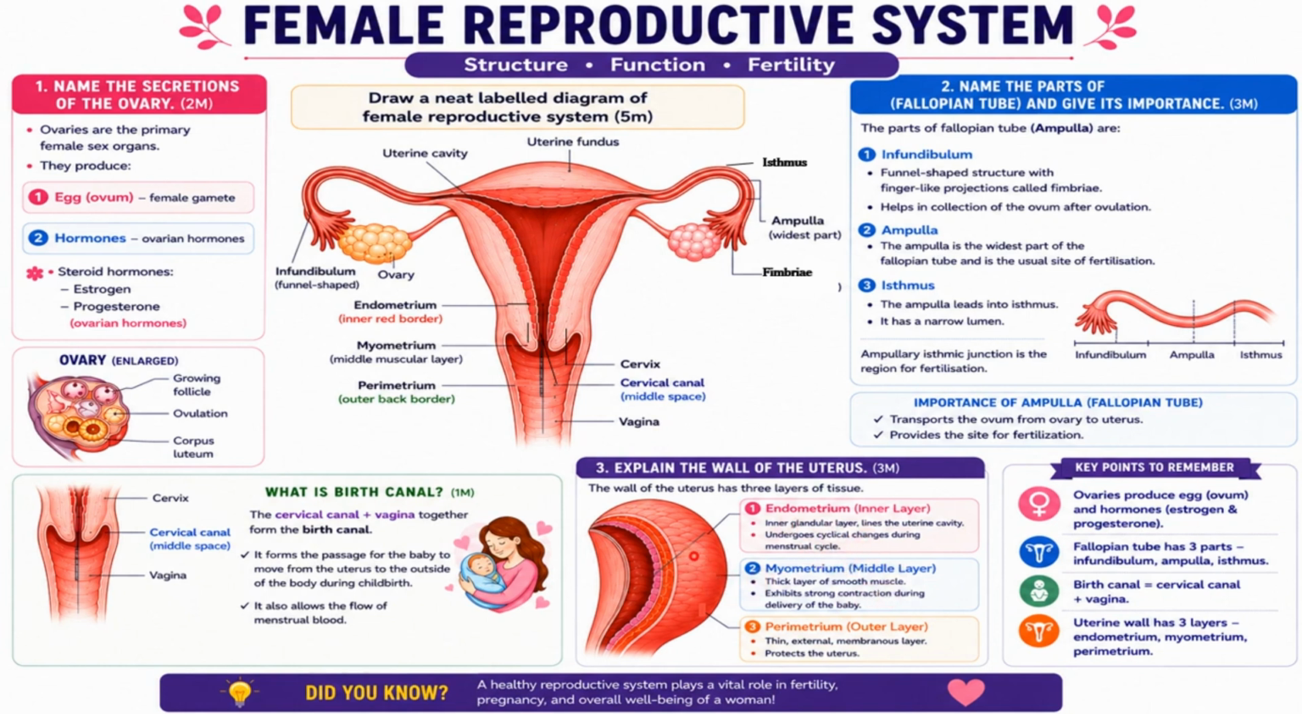The middle layer is the myometrium, which is made up of smooth muscles. It helps in rigorous contraction of the uterus during delivery. The perimetrium is the outermost layer, which helps in protection of the uterus.